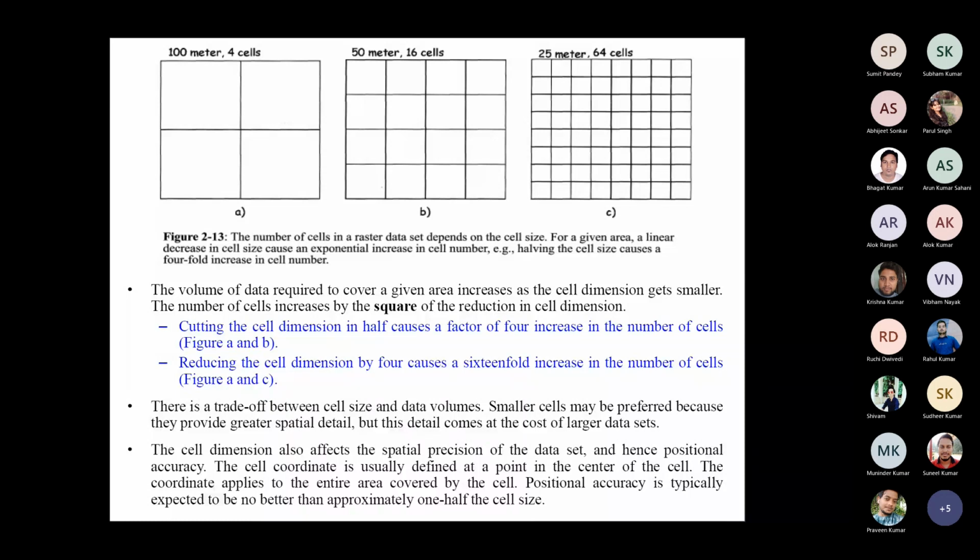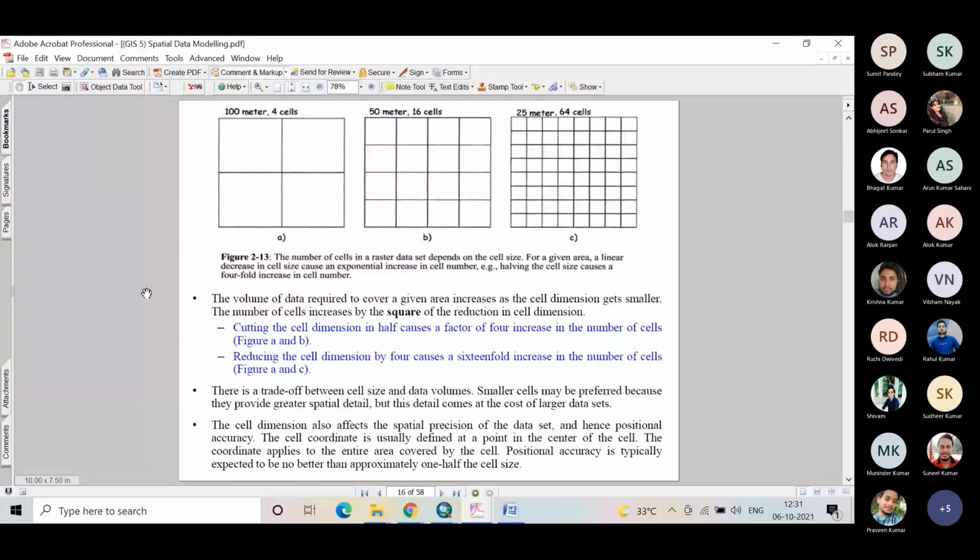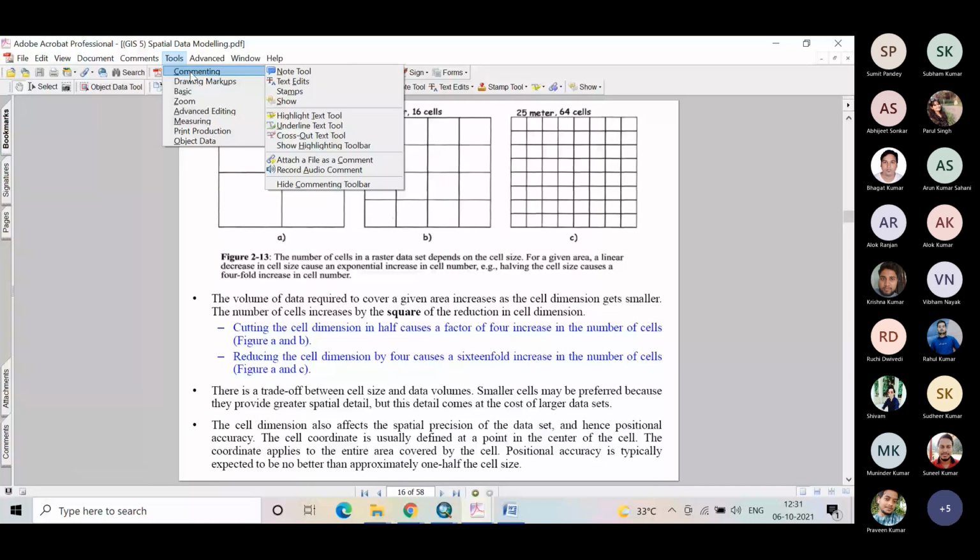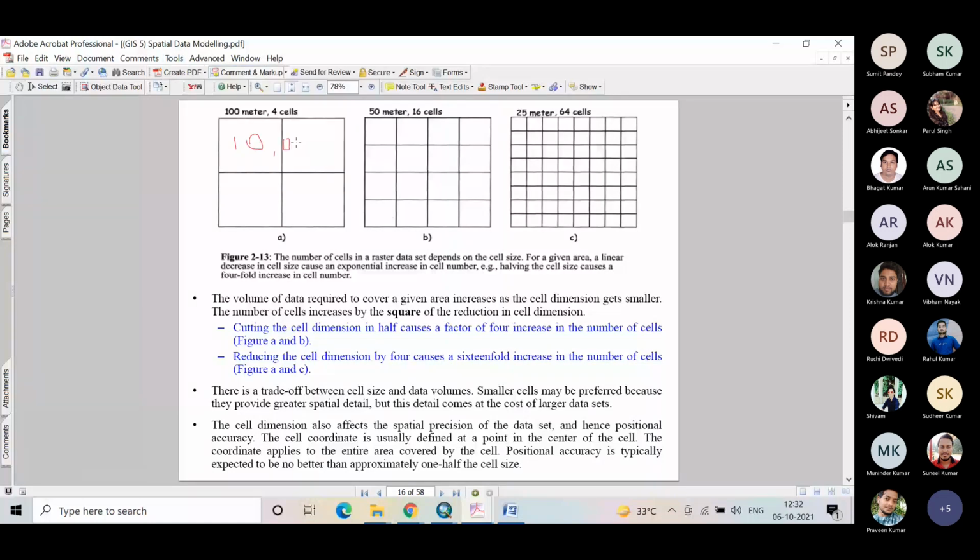So you can see that in this case there will be a variation of 10,000. In this case, there will be a variation of 625. So this is the difference over here. If you take 100 meter cell dimension and place a tree in this cell, there is a 10,000 square meter area where it can be anywhere. But if you take this one, there is only 625 square meter variation of the position.